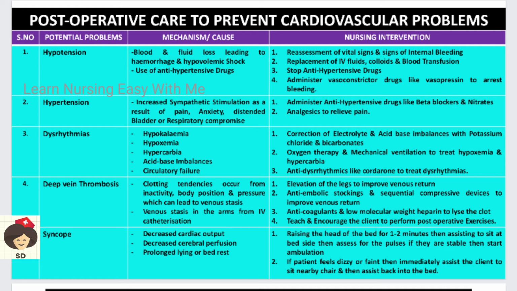If DVT is there, we have to elevate the legs of the person so that it will improve venous return, and anti-embolic stockings and sequential compression devices are there. So these will be applied on the legs so that they will pump and push the blood flow to the heart so that venous return will be improved. And if there is already a clot, then you have to treat with anticoagulants or low molecular weight heparin to lyse or destroy the clot, and encourage the patient to start with post-operative exercises because mobility can decrease the formation of thrombosis.